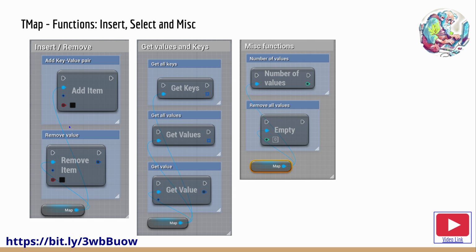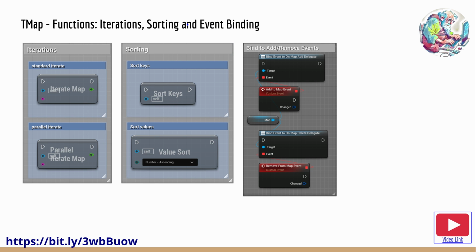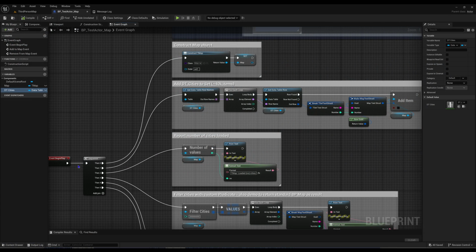What kind of functions do we have? Yeah, we have add item, remove item, obviously. We can get one key or all keys or all values. We can get descriptive functions like what's the number of values, and we can empty the whole map, reserving capacity for the next map. We can iterate over the map. I will show two examples, one with parallel iteration, one for standard iteration. I can sort all the keys and I can sort all the values with different sorting algorithms.